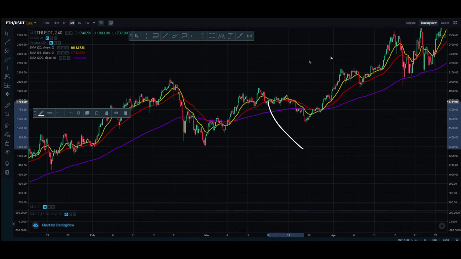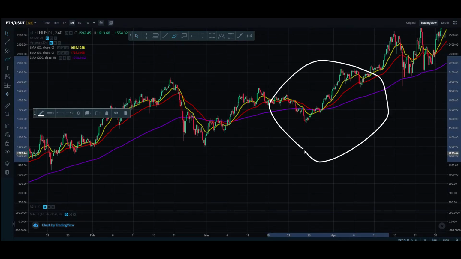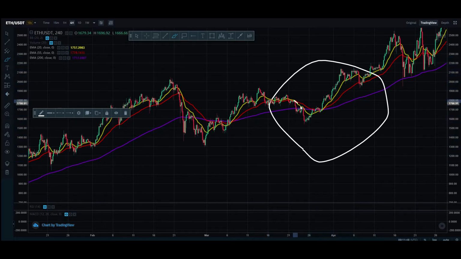I'm going to draw a huge circle around this area just so you can see where I'm going to be pointing at. So over here, as you can see, the 20 EMA went below the 55 EMA and then it broke out of it and crossed it. That's called a bullish cross, when the 20 EMA crosses above the 55 EMA from below. A bearish cross is the exact same thing, but only the opposite.